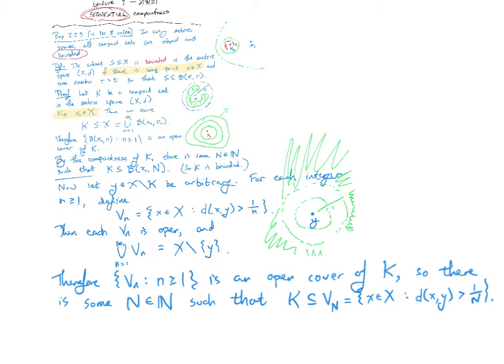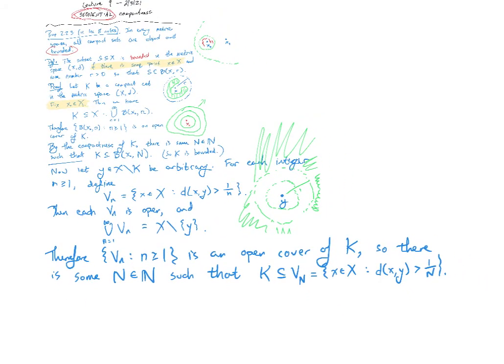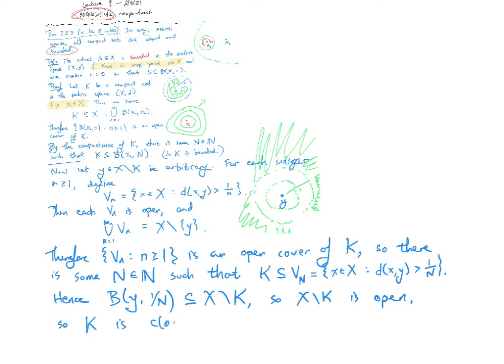Now, the importance of that is that we have found that there's an entire ball centered at Y that's in the complement. And why is it in the complement? Well, it's not in the set. Hence, the ball centered at Y of radius 1 over capital N is contained in the complement of K. So the complement of K is open. So K itself is closed.